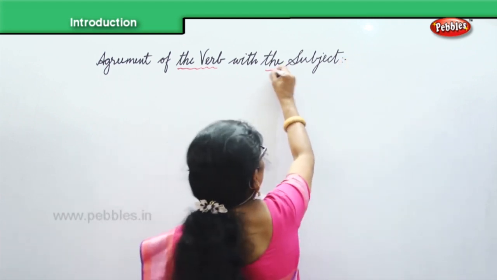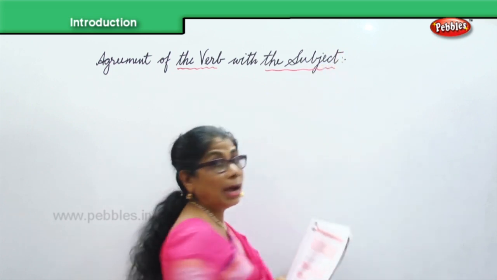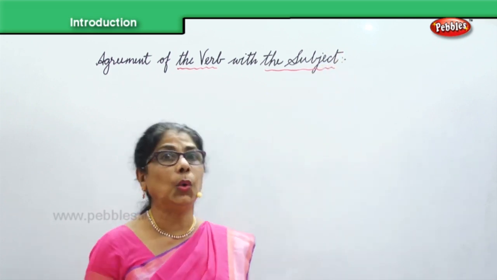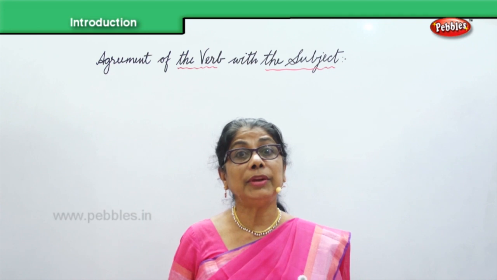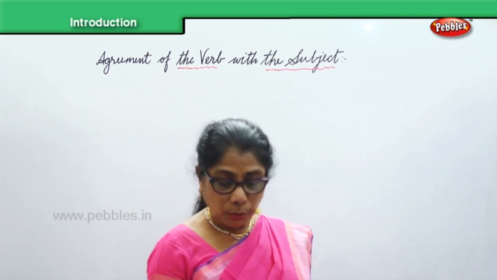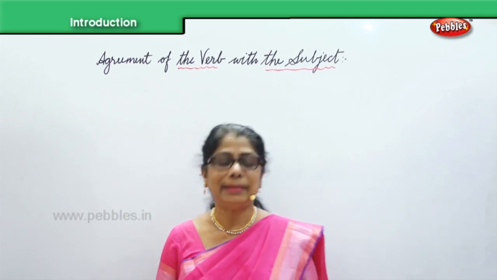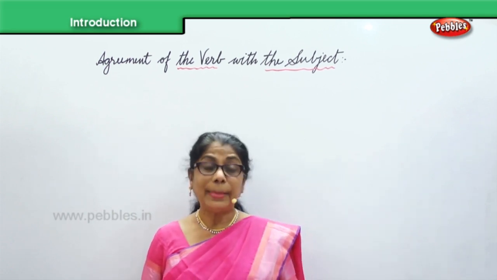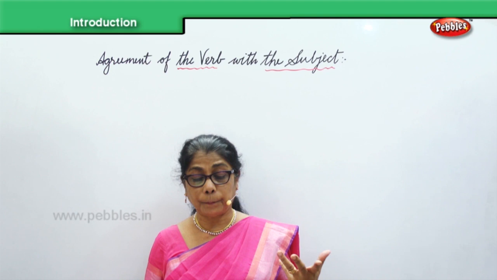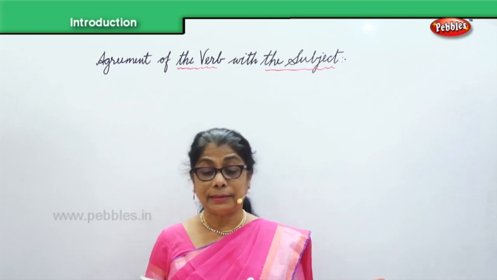They are playing. They are coming. We are going. So when you look at the subject and the verb, you have to see that they agree. Now, there are three persons we know: the first, second, and the third.